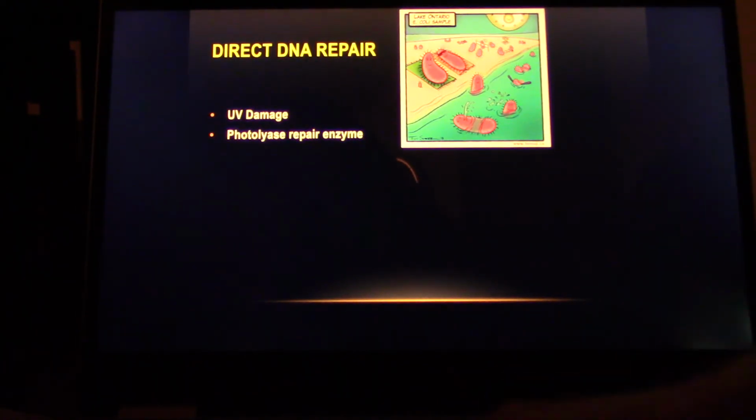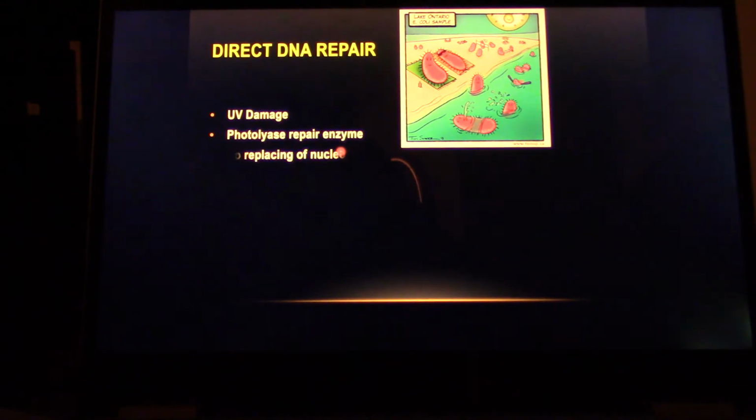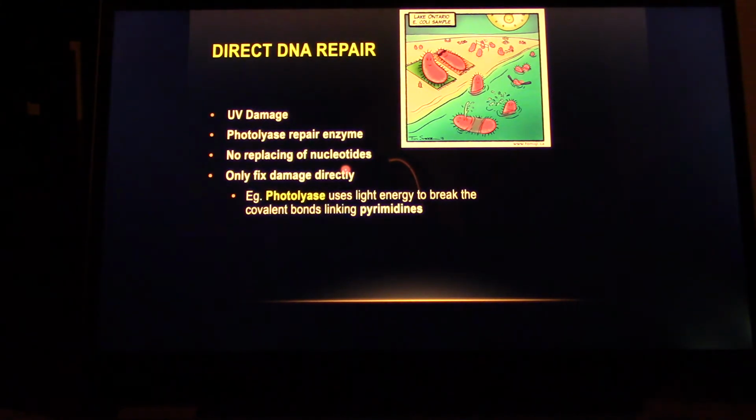And what they have to repair that UV damage is a photolyase repair enzyme. They don't need to replace nucleotides. They don't need any exonuclease. None of that fancy stuff we just saw with the mismatch repair. Oh no, they just have an enzyme that fixes damage directly, and it uses the light that caused the damage, the light energy, to break that covalent bond linking those two pyrimidines.